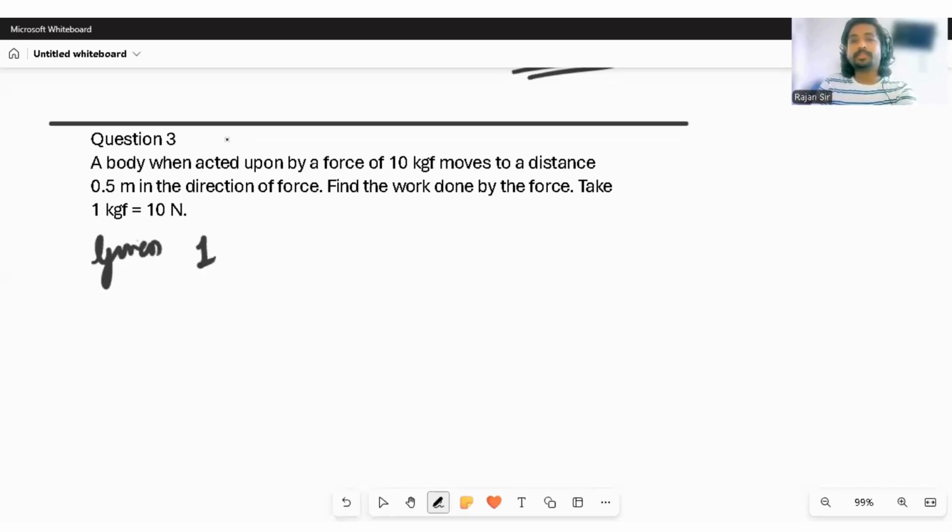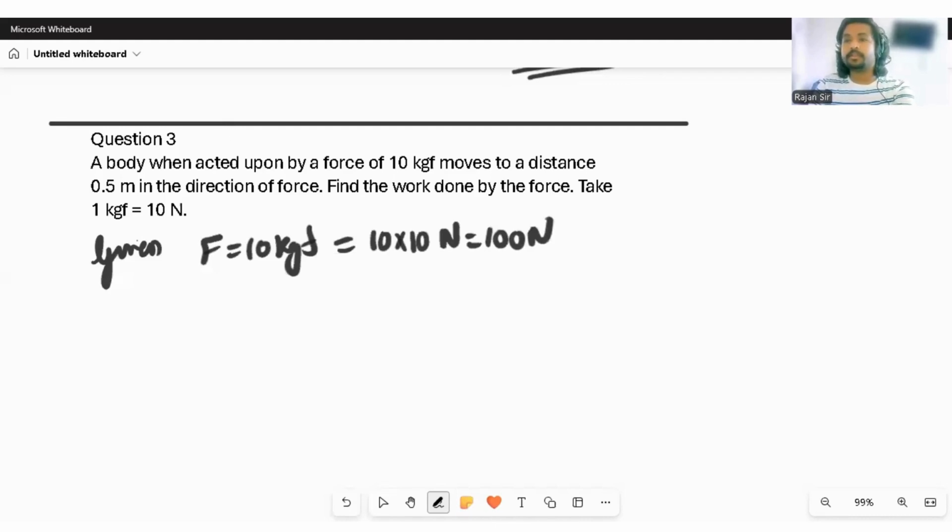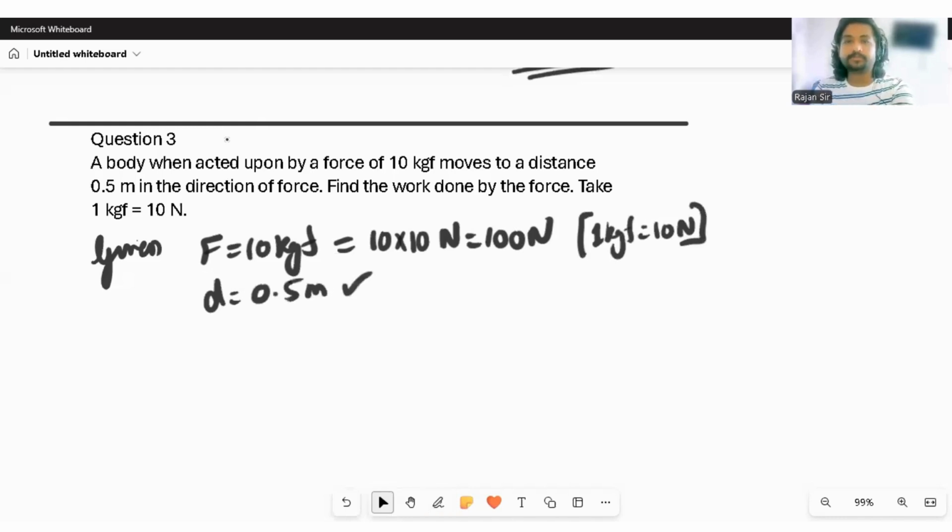First we write the given part. So we have the force given to be 10 kgf. Now, this is not in SI unit, so you convert this. Now, 1 kgf is 10 Newton, so this will be 10 into 10 Newton, that is 100 Newton. Given, we have 1 kgf is 10 Newton. And the distance is 0.5 meters. So yes, it is in SI unit.